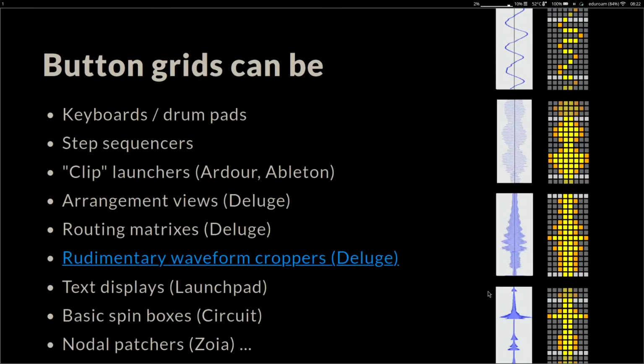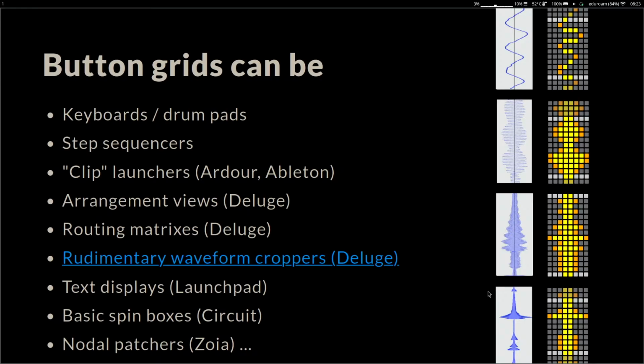I think they actually can do a lot of things. They look very restricted, but there's actually a lot of things you can do. So keyboards and drum pads for finger drumming, we all know that. That's pretty standardized practice. So are step sequencers and clip launchers. Ardour does clip launcher very well these days as well.